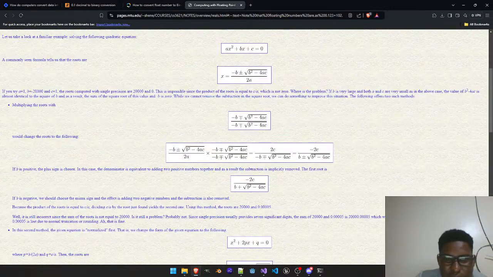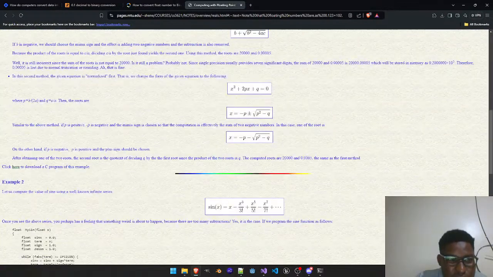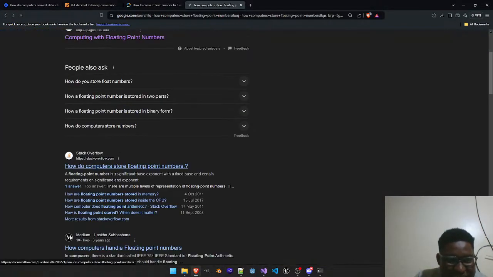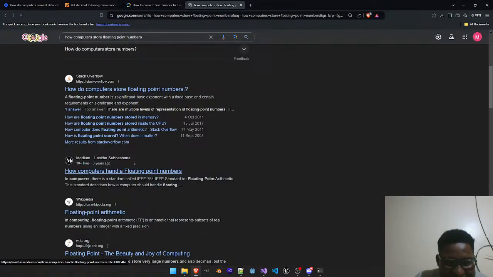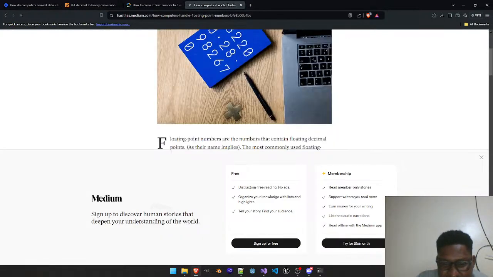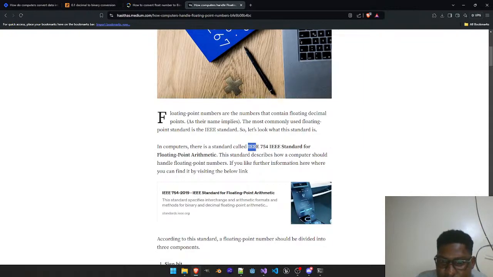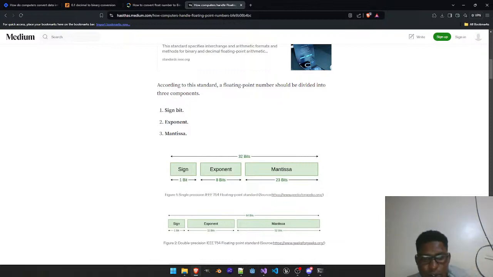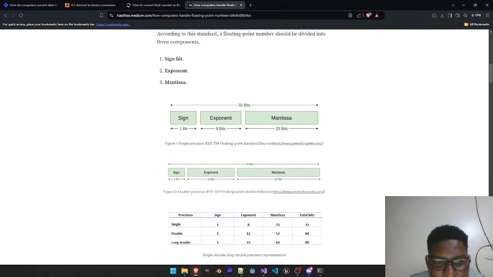Oh, this looks... nope. Okay, let's see this one. Let's close that. Okay, I guess this is the IEEE 754 standard that is used. Yeah, so the sign bit. Okay, so here's a bit of a visual explanation. We have the first bit, which is a sign bit.